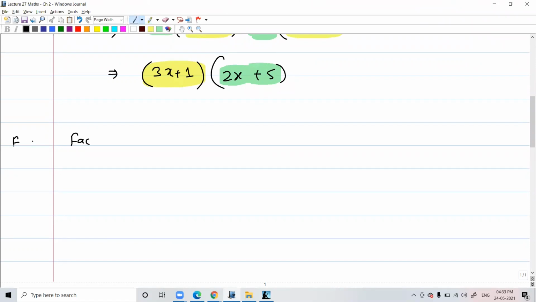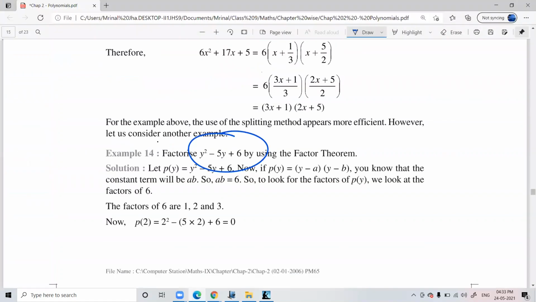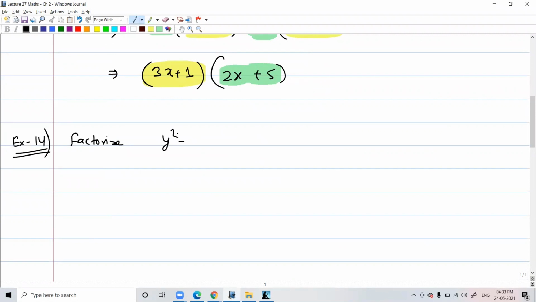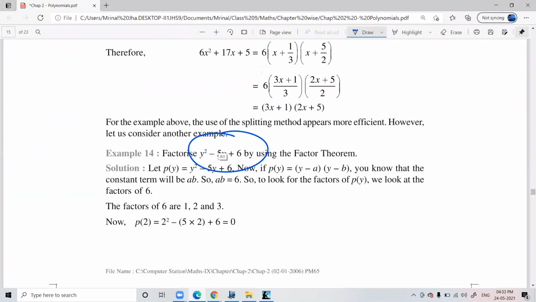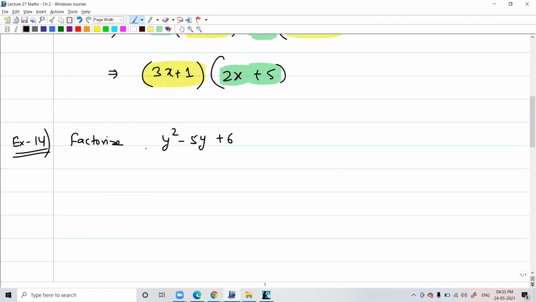What is that example? 14. Y square. Yes sir. So if this y is confusing you, you can change that to x itself. Okay, x square minus 5x plus 6.